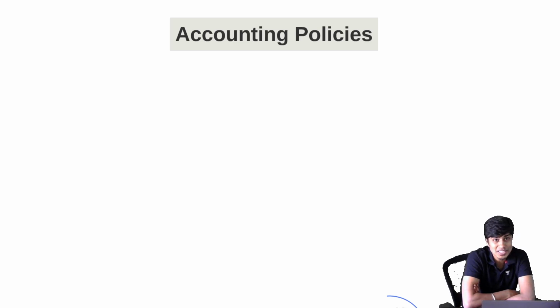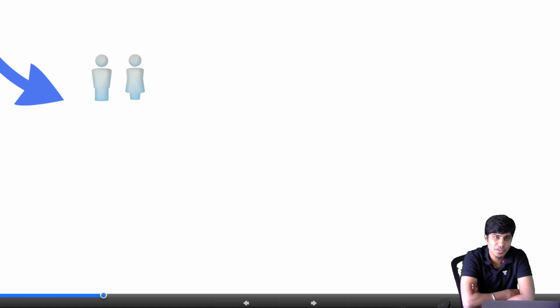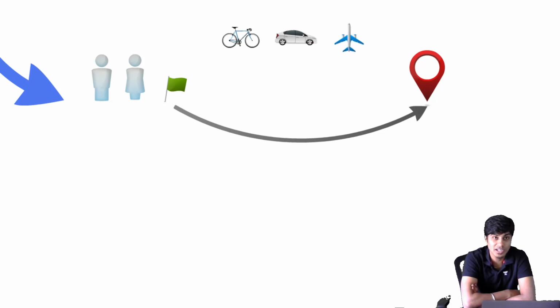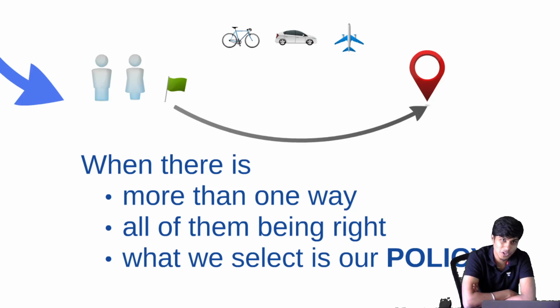What are accounting policies? When there is more than one way of handling a scenario, when there is an objective, you would have to travel and then reach a destination. There are 2 ways to reach or 3 ways to reach. Either you can take an aircraft, bike, or a car, or a cycle. So whatever you choose to follow is your policy.